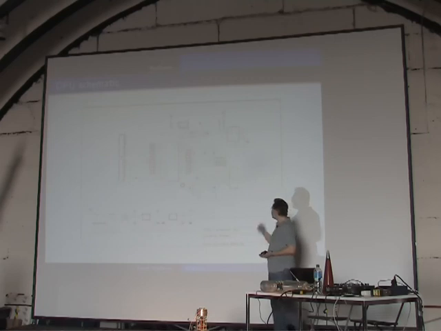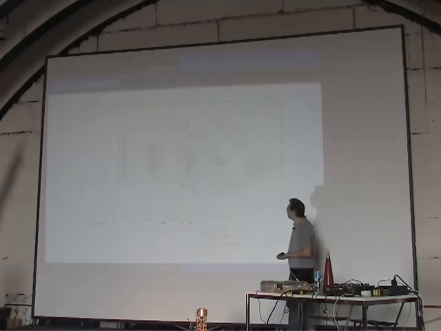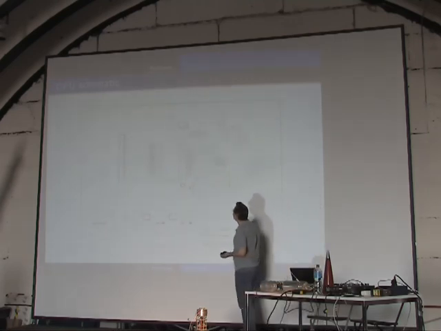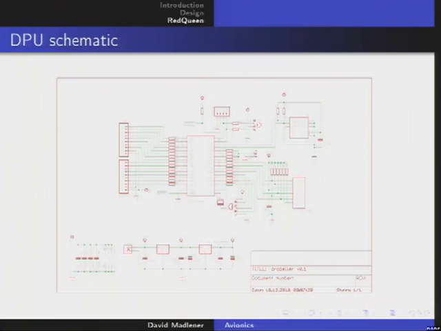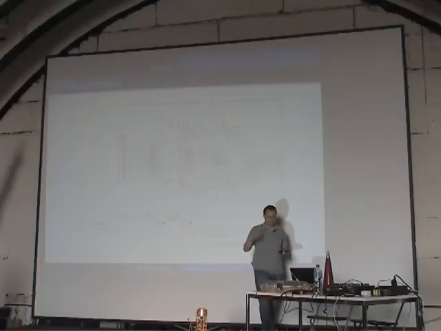Well, this is the schematic of the data processing unit. It's very simple indeed. Today, there aren't many components you have to put on a board. So this here is the so-called propeller. We'll talk about it in a second. It's a chip from Parallax.